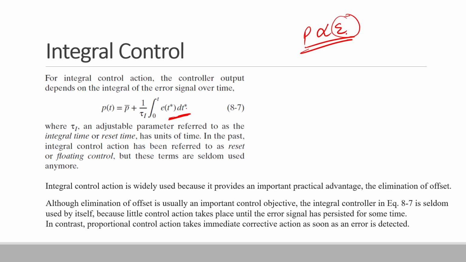So yes, this is the equation corresponding to an integral controller. That is, the output will be again some constant bias plus 1 upon tau I, which is the parameter specific to the integral controller, times the integral from 0 to t of the error dt. So tau I is an adjustable parameter referred to as the integral time or the reset time, and it has units of time. So this has also been referred to as reset or floating control.